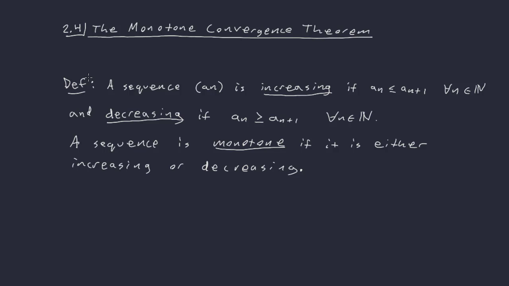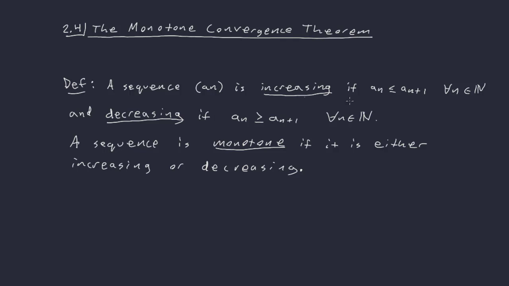This one shouldn't be all that tricky. A sequence a_n is increasing if a_n is less than or equal to a_(n+1) for all n in the naturals, of course. It's decreasing if a_n is greater than or equal to a_(n+1) for all n in the naturals. Hopefully nothing brand new there. And we say that a sequence is monotone if it is either increasing or decreasing. So monotone is just a catch-all for either: increasing over its entire life or decreasing over its entire life.